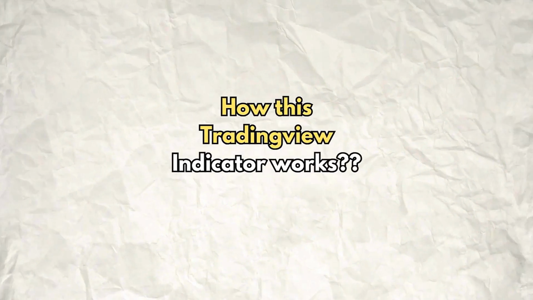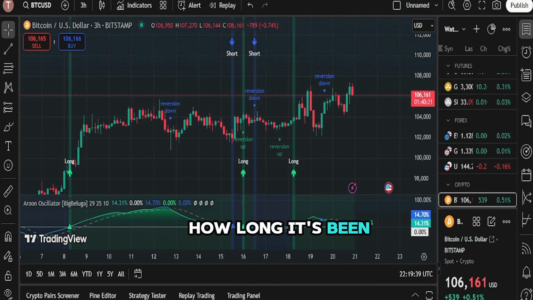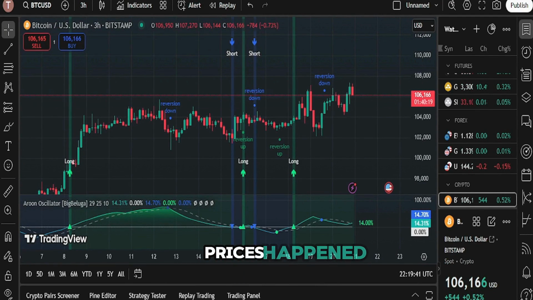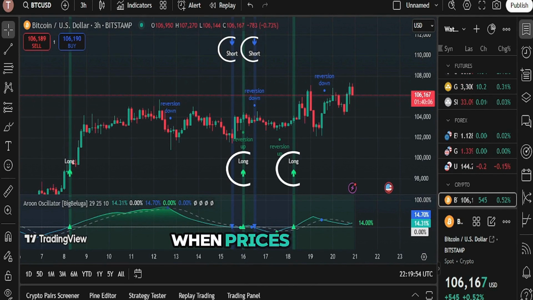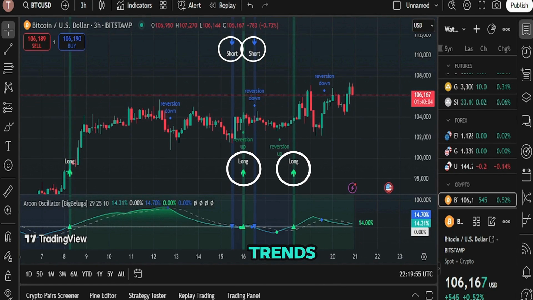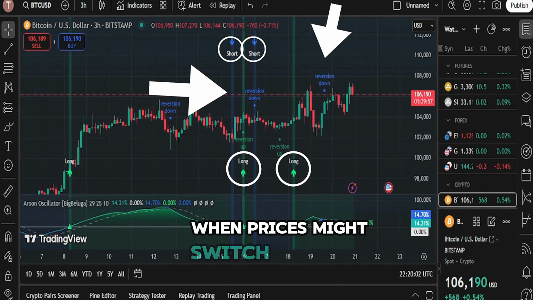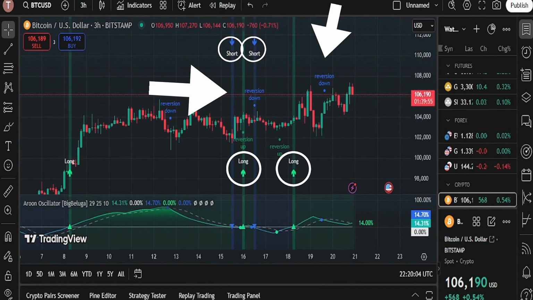How this TradingView indicator works. This indicator tracks how long it's been since the highest and lowest prices happened. It shows two main things. When prices are going up or down, trends. When prices might switch direction, reversals.